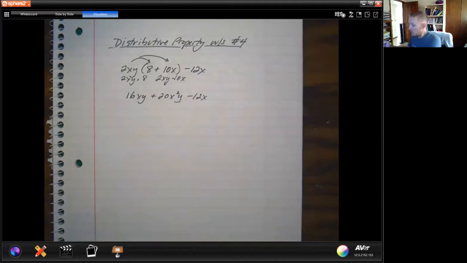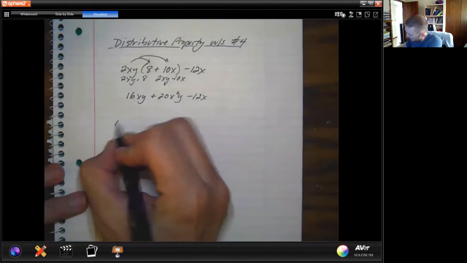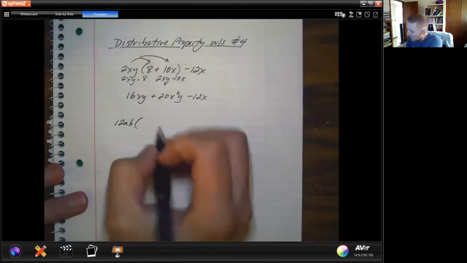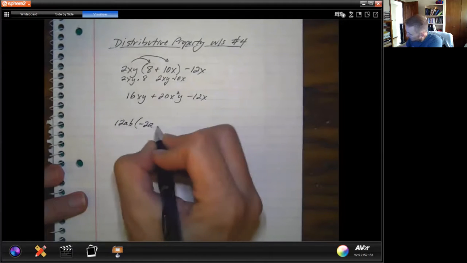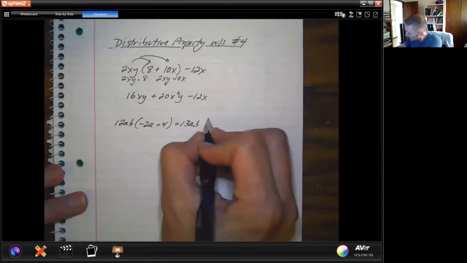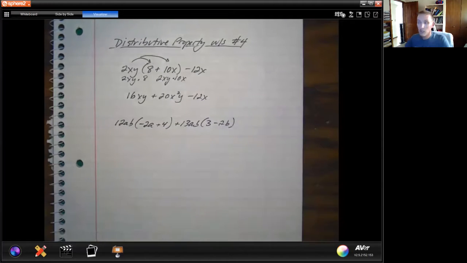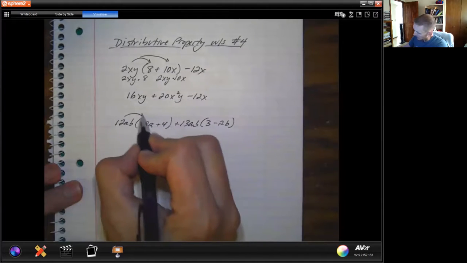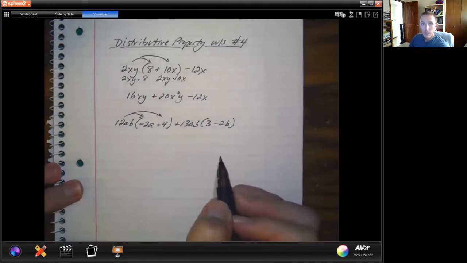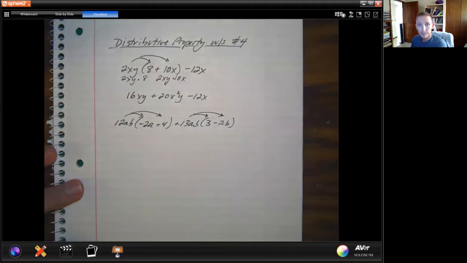All right. So let's go ahead and venture down to another example that's going to be a little bit more intense. So let's go 12ab. It's going to get distributed into (2a + 4). And then I have plus 13ab, and that's going to be distributed into (3 minus 2b). So I have two sets of parentheses and distributive property occurring twice. So the first one is going to be the 12ab getting sent in. And then your second parenthesis is going to have the 13ab that gets sent in.